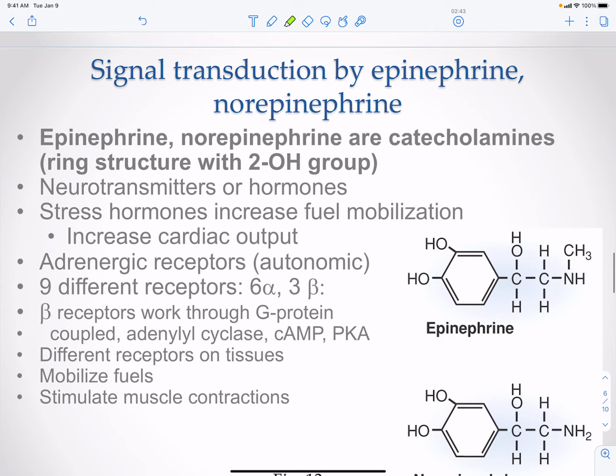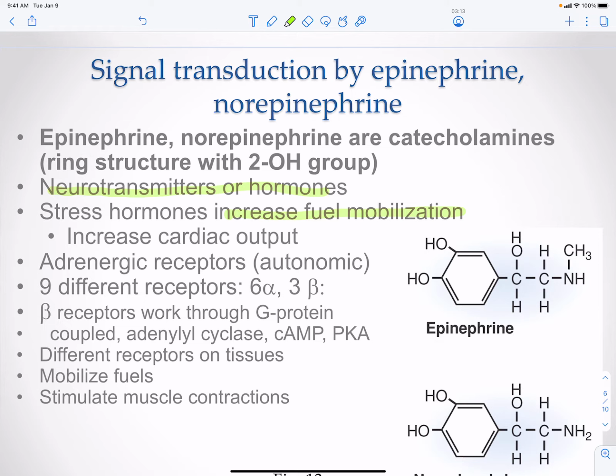Now, epinephrine and norepinephrine are going to be neurotransmitters or hormones. They are going to be stress hormones, fight or flight type hormones. These are going to have impacts on many cells, and in different ways sometimes based on the different receptors. So the stress hormones are going to increase fuel mobilization overall, going to make your cells tap into their sources, and it's going to overall increase cardiac output.